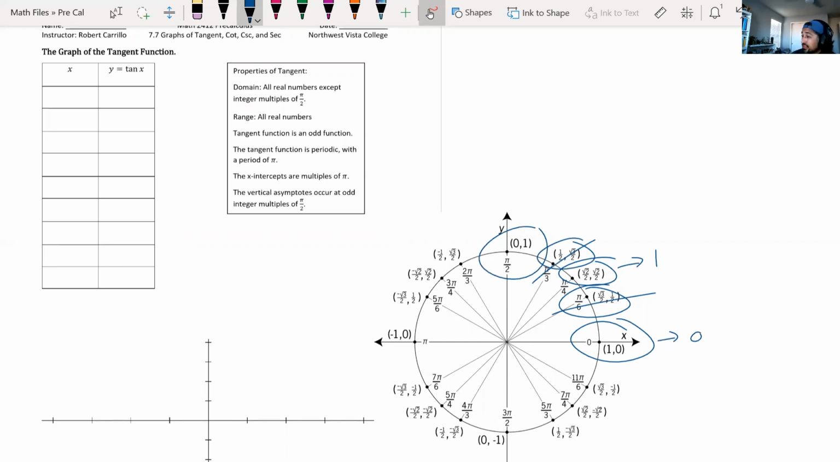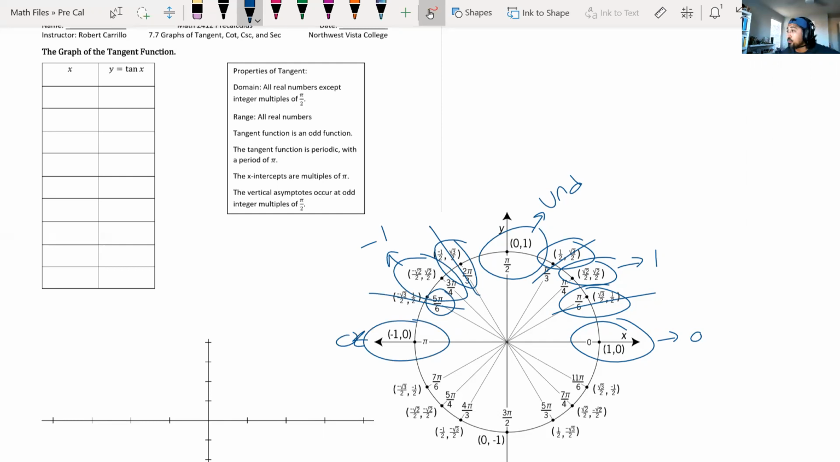That puts 1 over 0. What's that going to give us? Undefined. And then do we want to deal with 2 pi over 3? No. Do we want to deal with 3 pi over 4? Yes, that'll give us -1. We don't want to deal with 5 pi over 6. And what about pi? Pi will give us what value? 0. Hey, look at that.